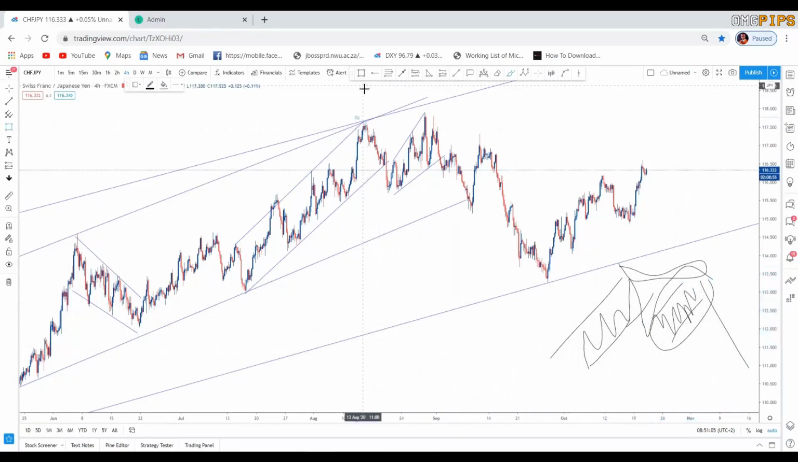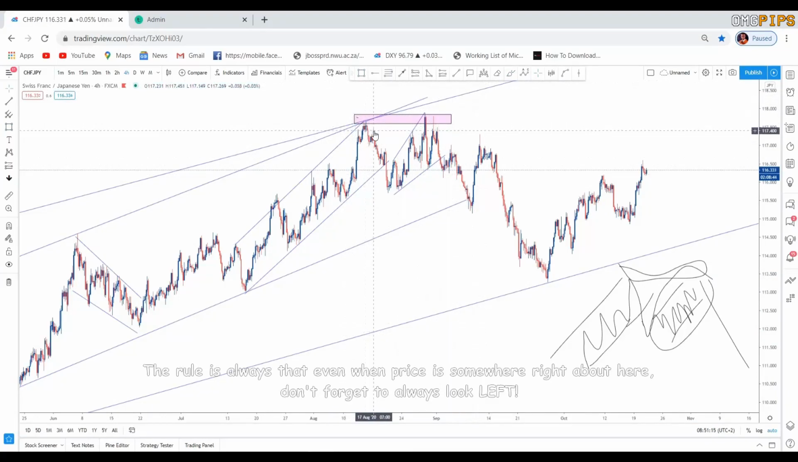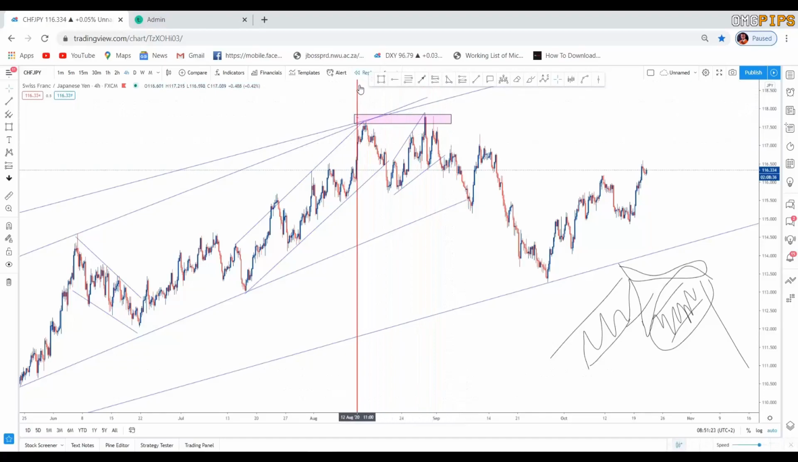I remember I took this trade the other day. This is what happened. So literally, as you can look closely right there, this was the previous high. Remember what I said, the rule is always that even when the price action is somewhere right about here, don't forget to always look left, right? Let's cut prices over somewhere right about here.